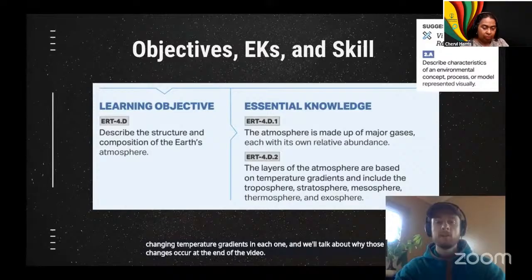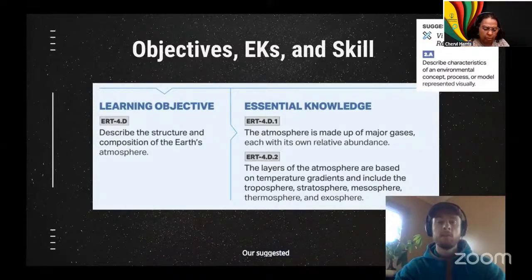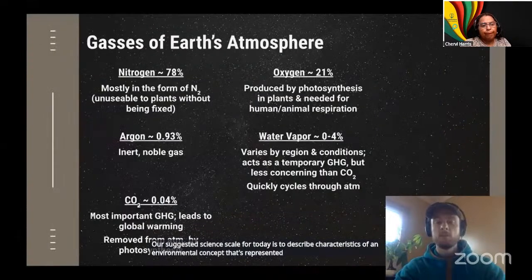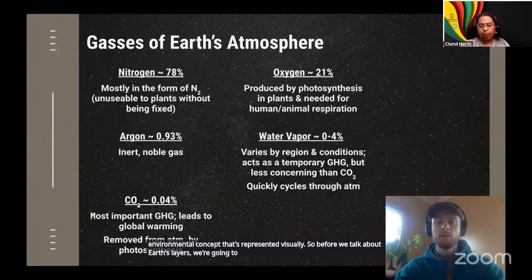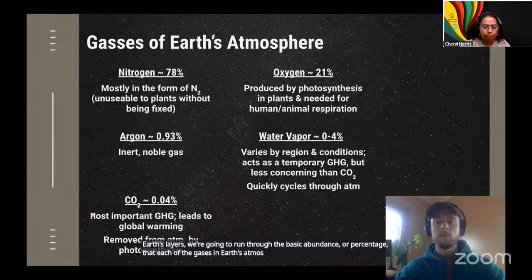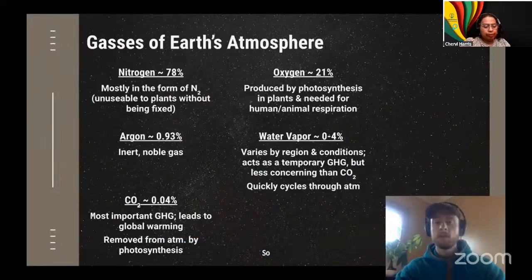Our suggested science skill for today is to describe characteristics of an environmental concept that's represented visually. So before we talk about Earth's layers, we're going to run through the basic abundance or percentage that each of the gases in Earth's atmosphere represents. So first we have nitrogen at about 78%.